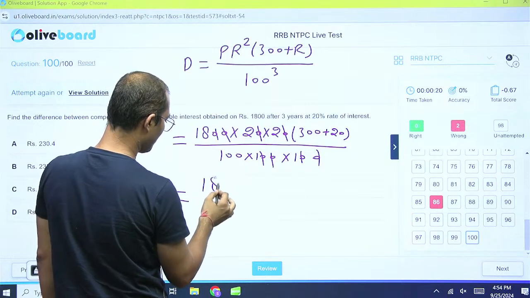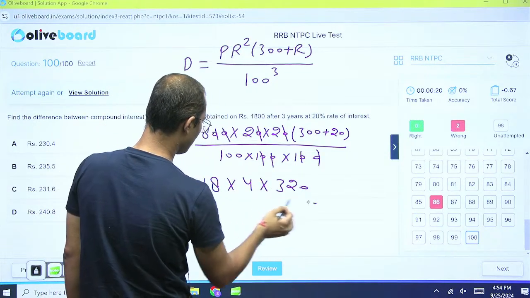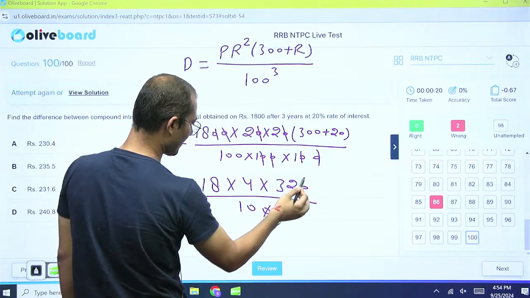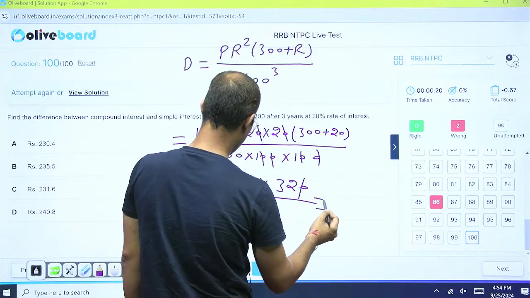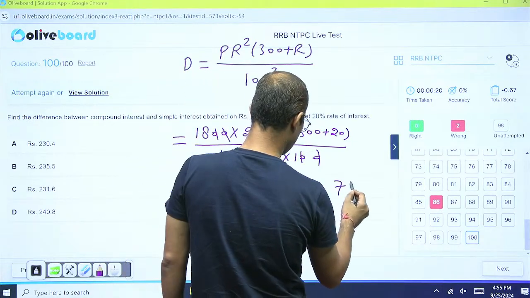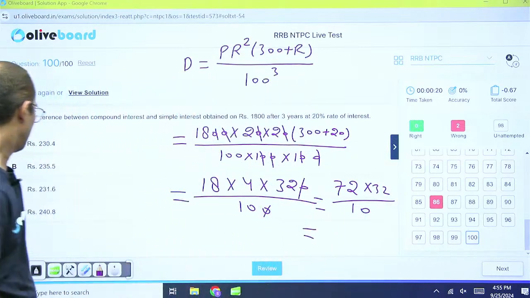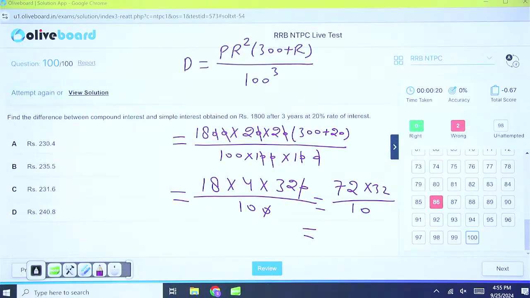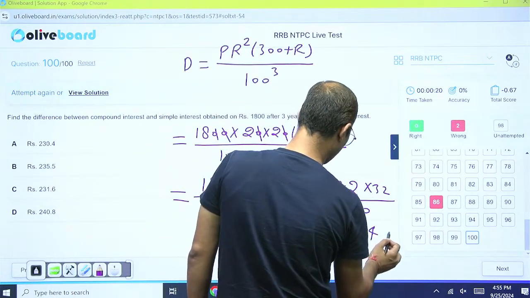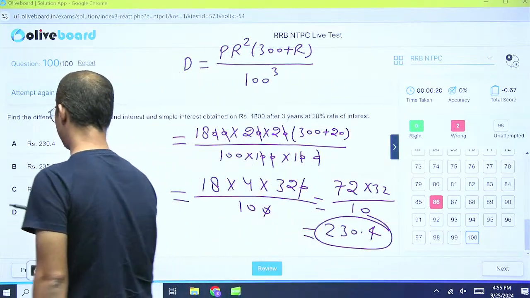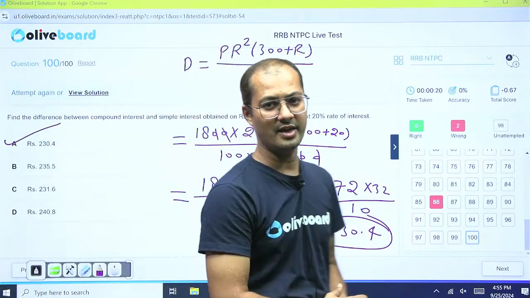So here we will get 18 into 2 into 2, 4 into 320, divided by 100. Zeros get cancelled. So we have to just multiply 72 into 32 divided by 10, right? So tell me how much this is. So this would be equal to 230.4. So 230.4 is the right answer. A part is the right answer.